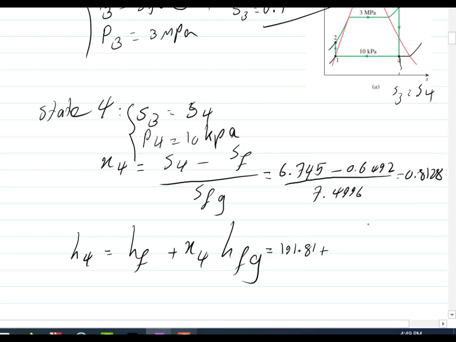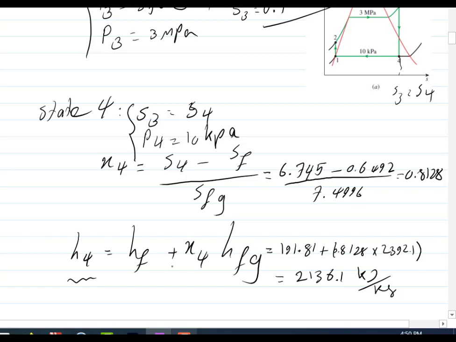81 plus X4, we have here 8128, times the HFG, which we found from the table, 2392.1. So after calculation, H4 will be 2136.1 kilojoule per kilogram. So we found H4 as well. So up to now, we have found all of the properties for the working fluid, which is water, in four different states.